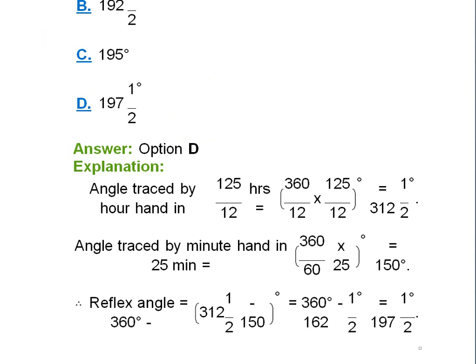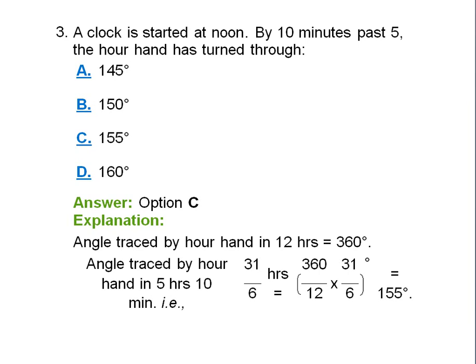So we'll move on with another question. The clock is started at noon. By 10 minutes past 5, the hour hand has turned through. What is the angle traced by the hour hand in 12 hours? We know that is 360 degrees. So the angle traced by the hour hand in 5 hours 10 minutes would be 31 divided by 6 hours. So you'll simply write it as 360 divided by 12 into 31 by 6, which is equal to 155 degrees.